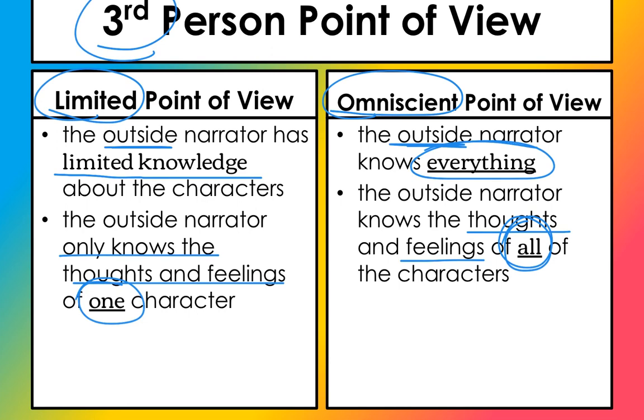Now, omniscient, third person omniscient point of view, the narrator's still outside the story, but he knows everything. The outside narrator knows the thoughts and feelings of all of the characters. Omniscient means all knowing. It's almost like a god looking down on the story. And that is a review of plot and point of view.